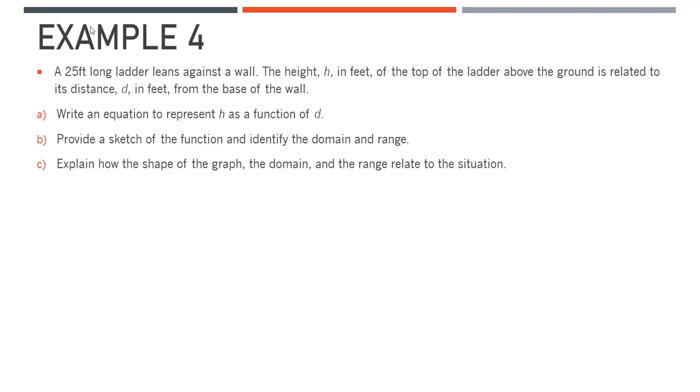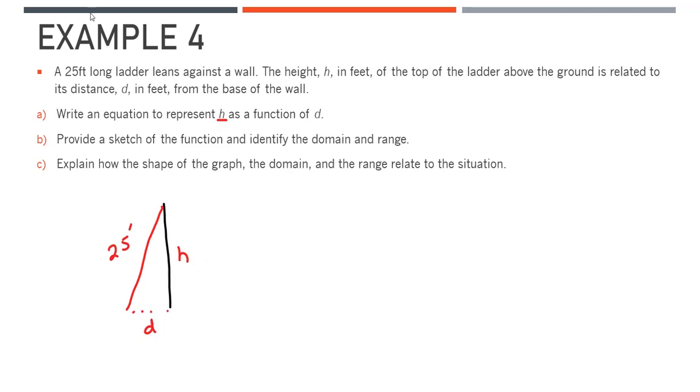Okay, let's draw a picture first. So I've got a nice, beautiful wall. Maybe you're outside taking down your Christmas lights, and you've got a 25-foot ladder. Now we need to make some variables here. We're comparing our height to our distance. So our height is h, and our distance is d.